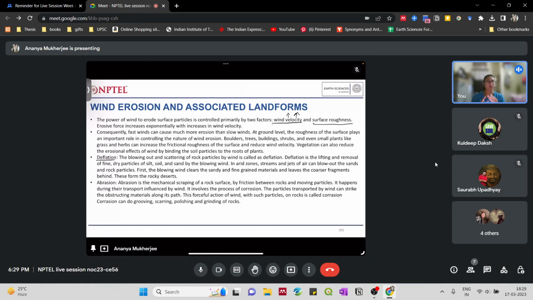That is what happens when winds blow, and there are blowouts of the sands and rock particles. First, the blowing winds clear the fine grained material and the sand sediments, and what you are left with are the coarser fragments. So when there are large dry areas where you can see these coarser fragments, in an arid climate, these vast expanses of land can be called rocky deserts.